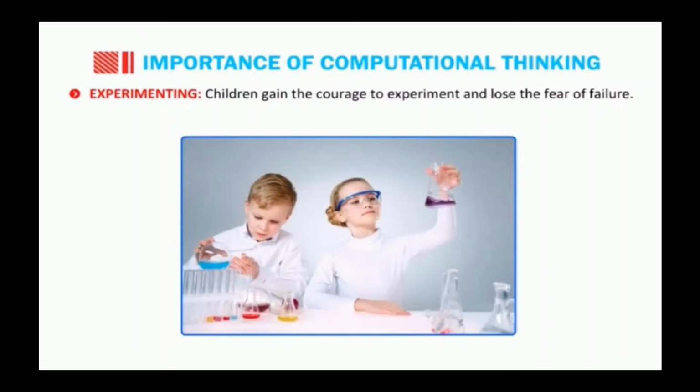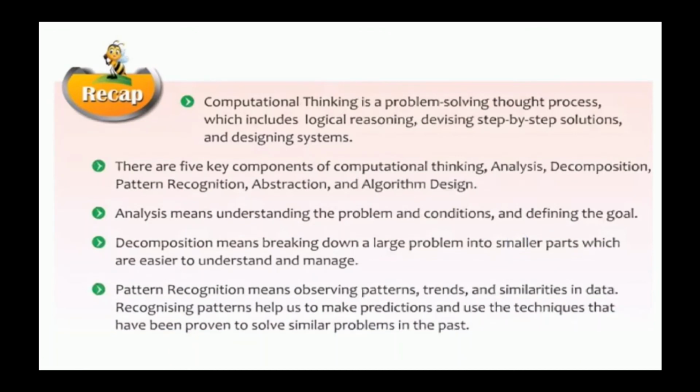Experimenting. Children gain the courage to experiment and lose the fear of failure. So children, in this chapter we understand all the concepts of computational thinking. Now we just take a recap of that. Computational thinking is a problem-solving thought process which includes logical reasoning, devising step-by-step solutions, and designing systems. There are 5 key components of computational thinking: analysis, decomposition, pattern recognition, abstraction, and algorithm design.